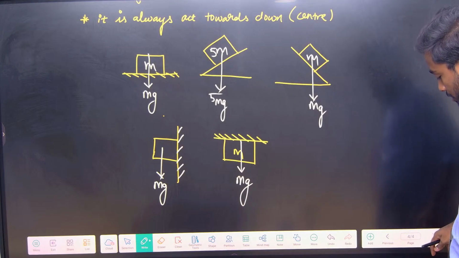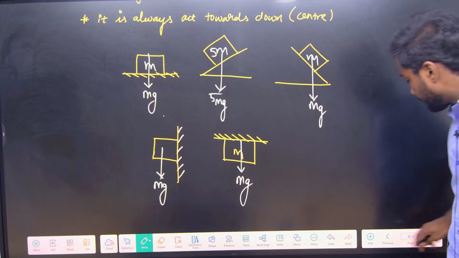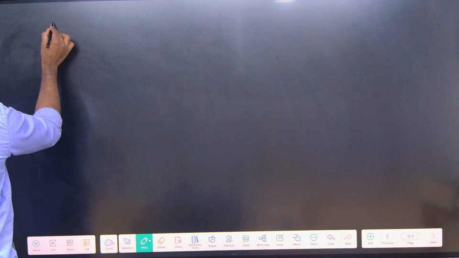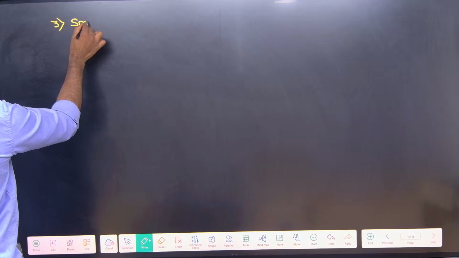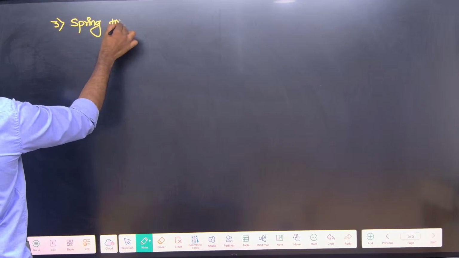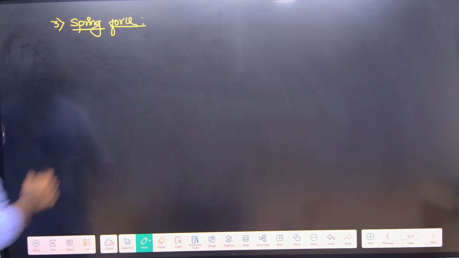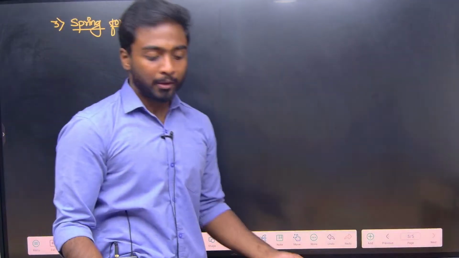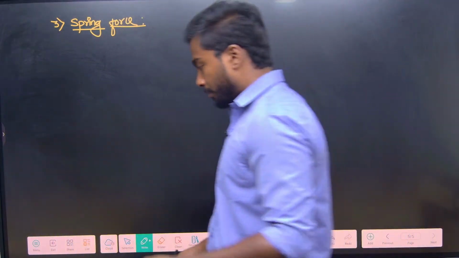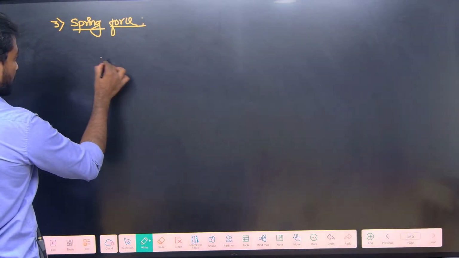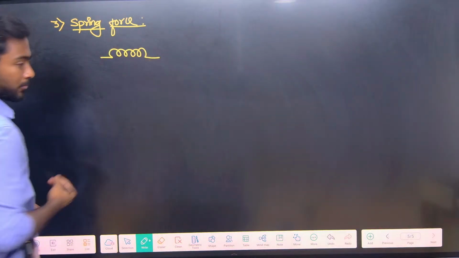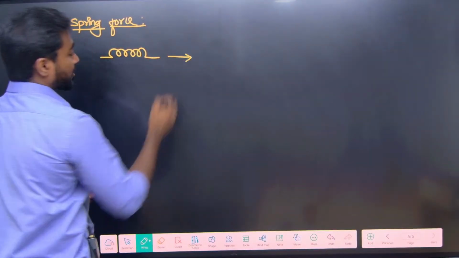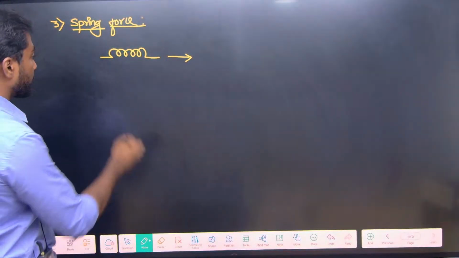So next one was spring force and then tension, right? Third one is spring force. Spring force means the force that acts in a spring, we call it spring force. So this is my spring. If I try to give the force in this direction, what happens? The spring expands, right?